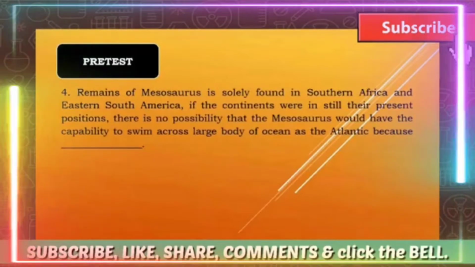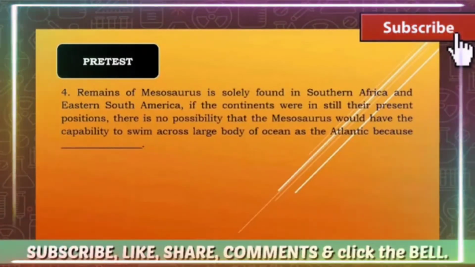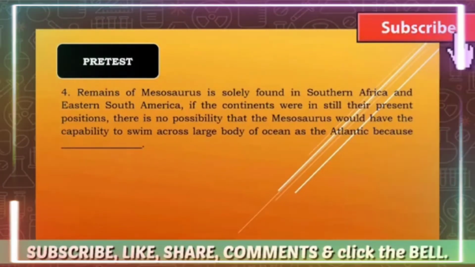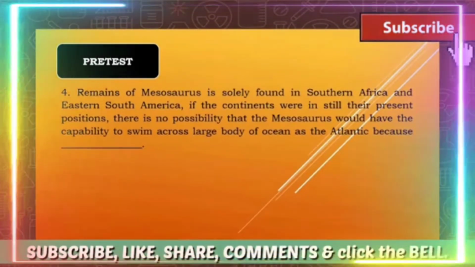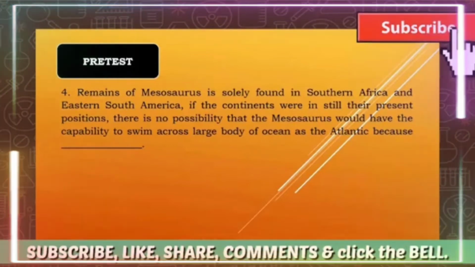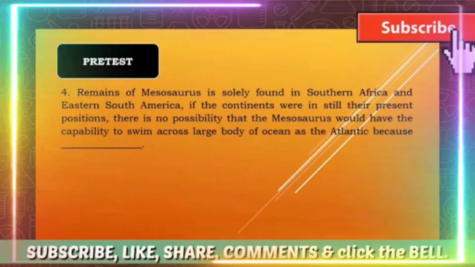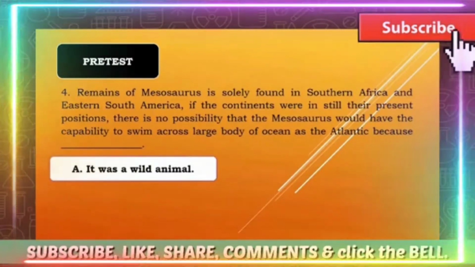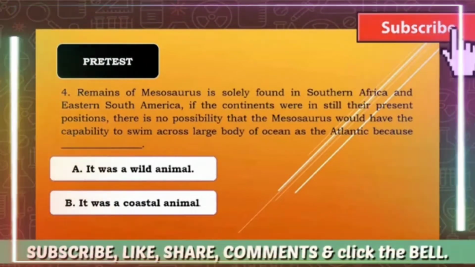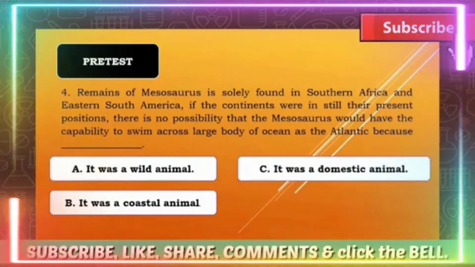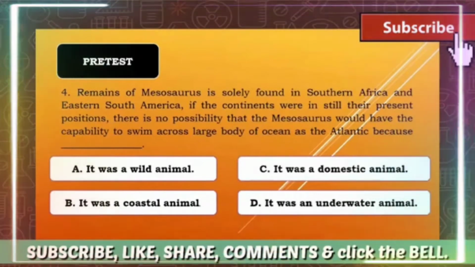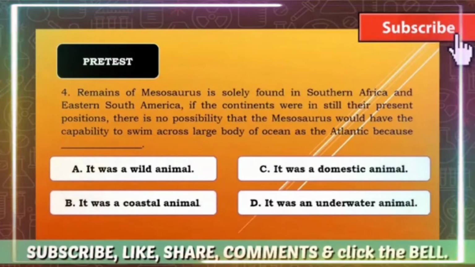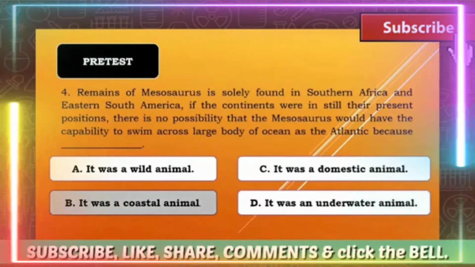Number 4. Remains of Mesosaurus is solely found in Southern Africa and Eastern South America. If the continents were still in their present positions, there is no possibility that the Mesosaurus would have the capability to swim across a large body of ocean as the Atlantic because A. It was a wild animal. B. It was a coastal animal. C. It was a domestic animal. D. It was an underwater animal. Think of your answer. The correct answer is letter B. It was a coastal animal.